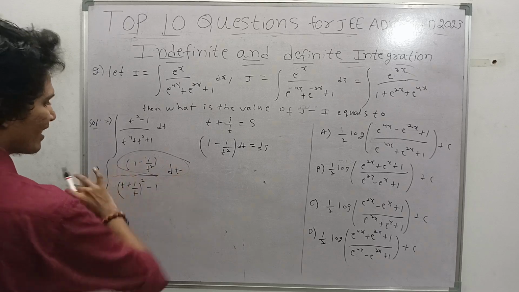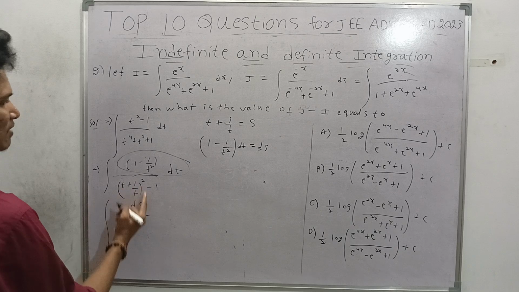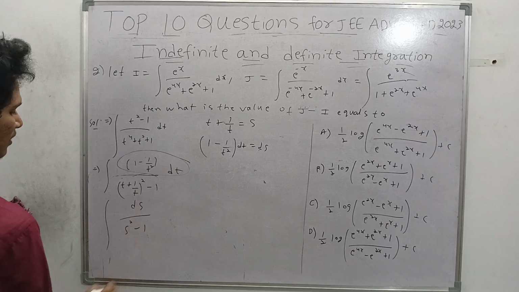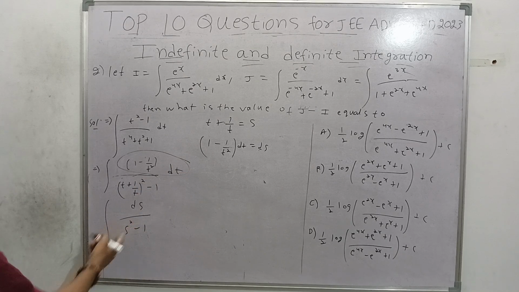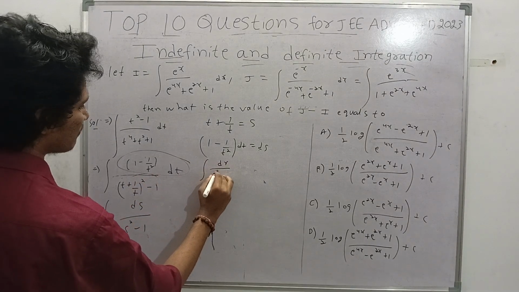So 1 minus 1 by t square dt, I can completely shift to the numerator. That is ds divided by t plus 1 by t, which is s, so it is s square minus 1. So now what is the integration of dx divided by a square minus x square?